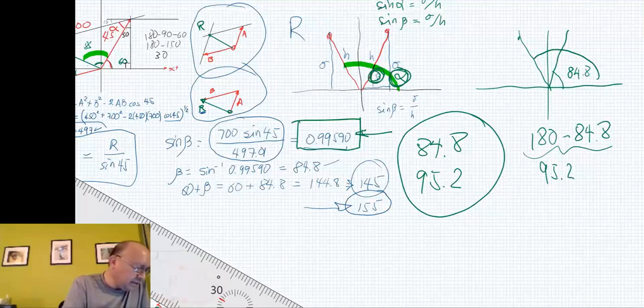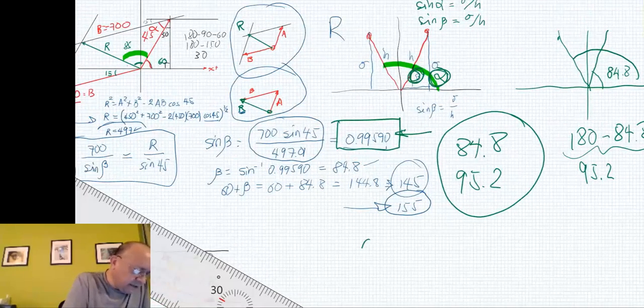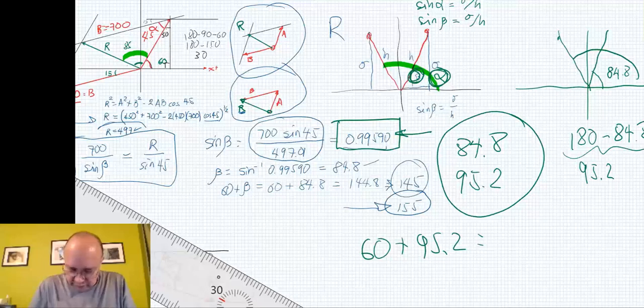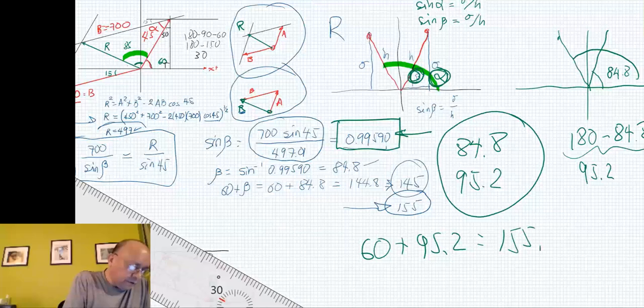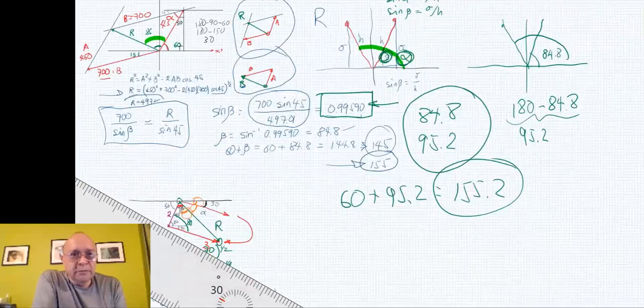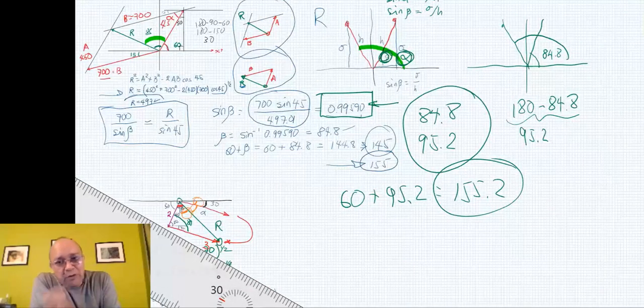And the actual answer then, remember, it was 60 plus beta. 60 plus 95.2, 155. The right answer to the problem. And there is no other way to catch that problem if you don't have a very good sketch, a very good diagram of your problem. Make sense? I want you guys to be aware of that.